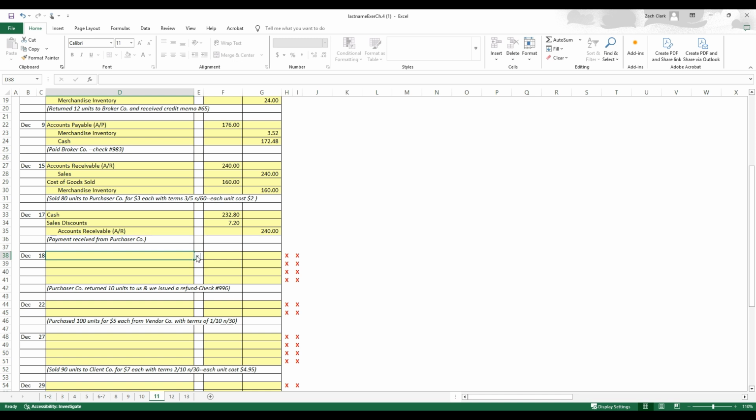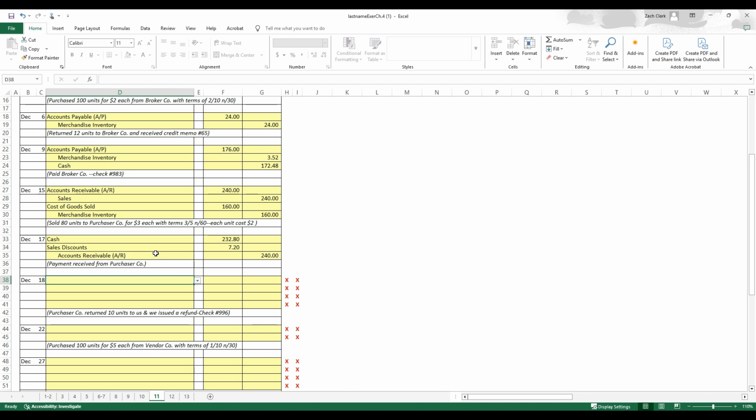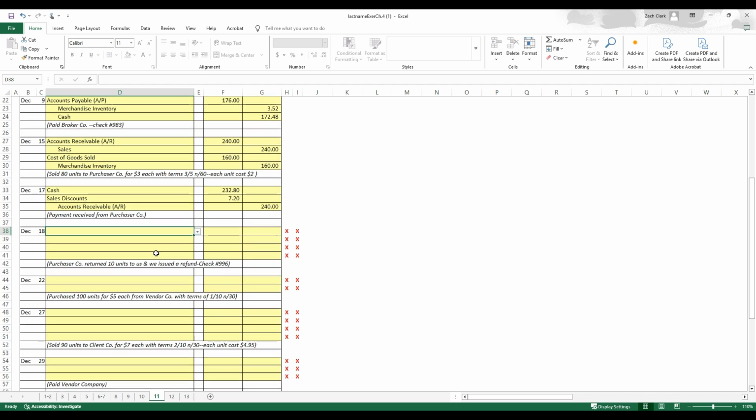So at this point now, we've got to factor in the fact that we already received the payment. So now we're actually sending cash back out, right? So this is a little tricky. Let's just think about this here.